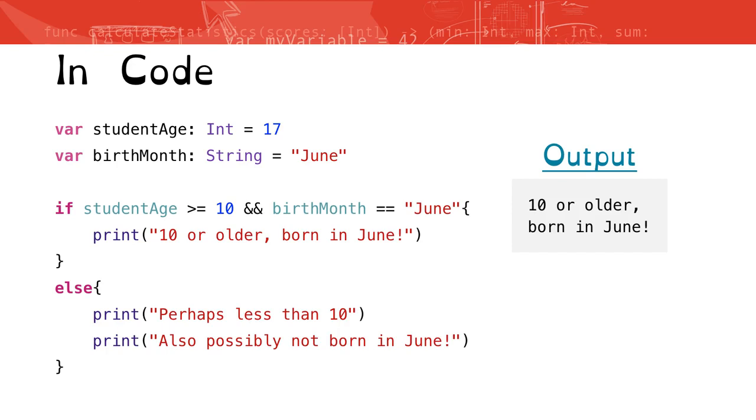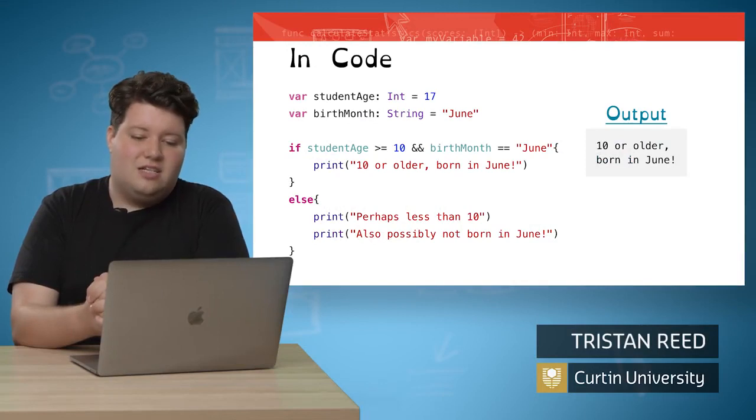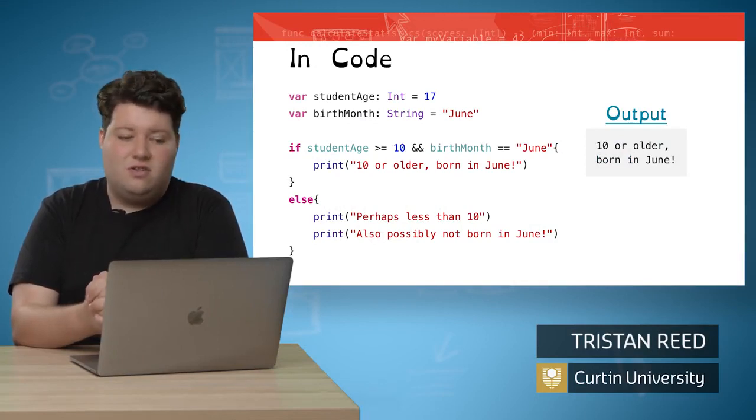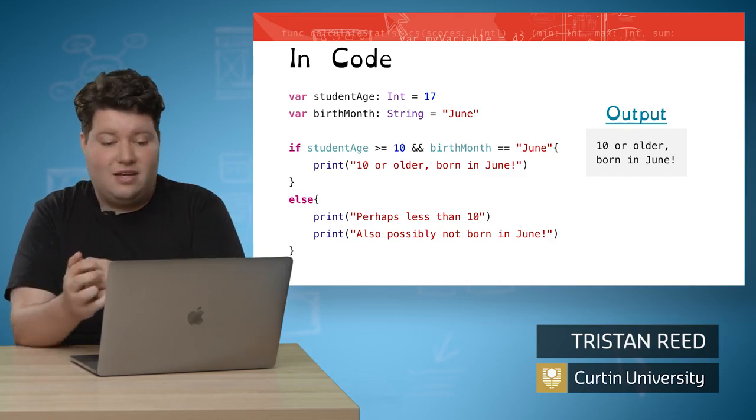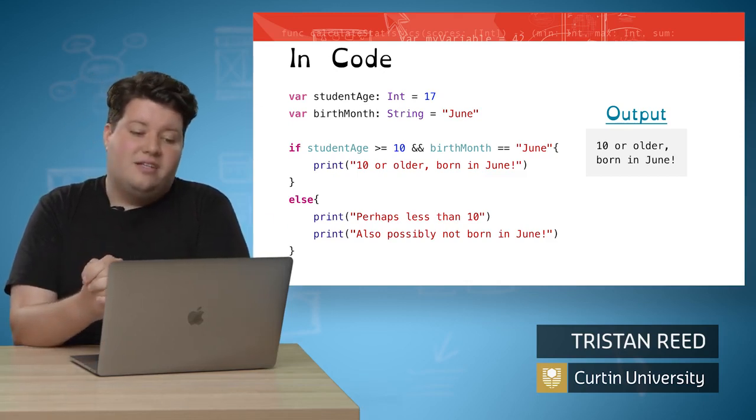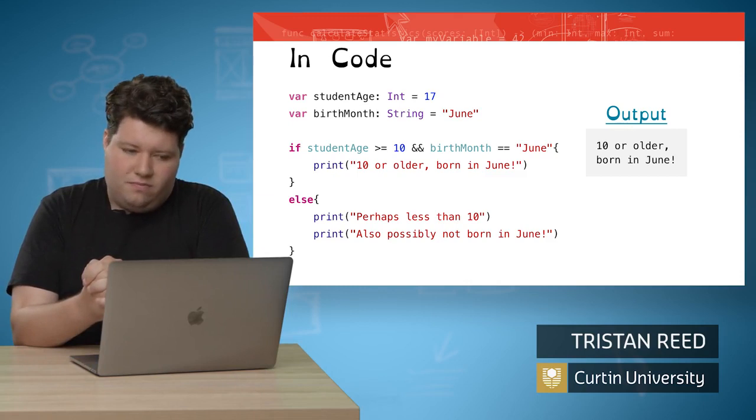Now remember the AND operator, which is what we're using here. For the AND operator to make the entire expression true, both the left-hand side of the AND operator and the right-hand side must be true. So if we already know that the left-hand side isn't true, we don't even need to bother to look at the right-hand side. In our code, the student age evaluates to true, since we've said that the student age is 17, hence the birth month is checked, which is June, so June on the left-hand and right-hand side. Therefore, the output is 10 or older, born in June.